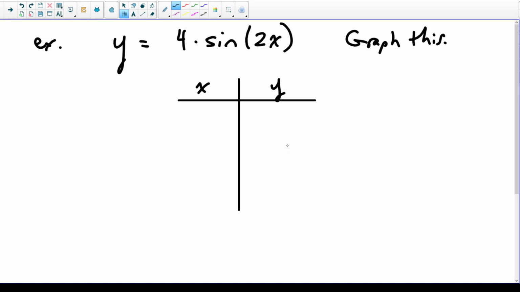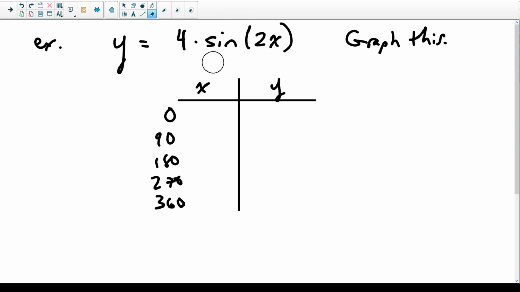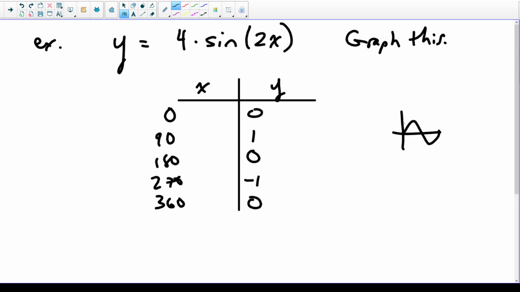So we've got x transformations, we've got y transformations. So let's set up our x transformations. So 0, 90, 180, 270, 360. Our parent graph is the sine graph this time. So that means our sine graph starts at 0, goes to 1, goes back to 0, down to -1, back to 0. And if you can visualize this shape for the sine graph, that should almost be enough to be able to figure out those y values.